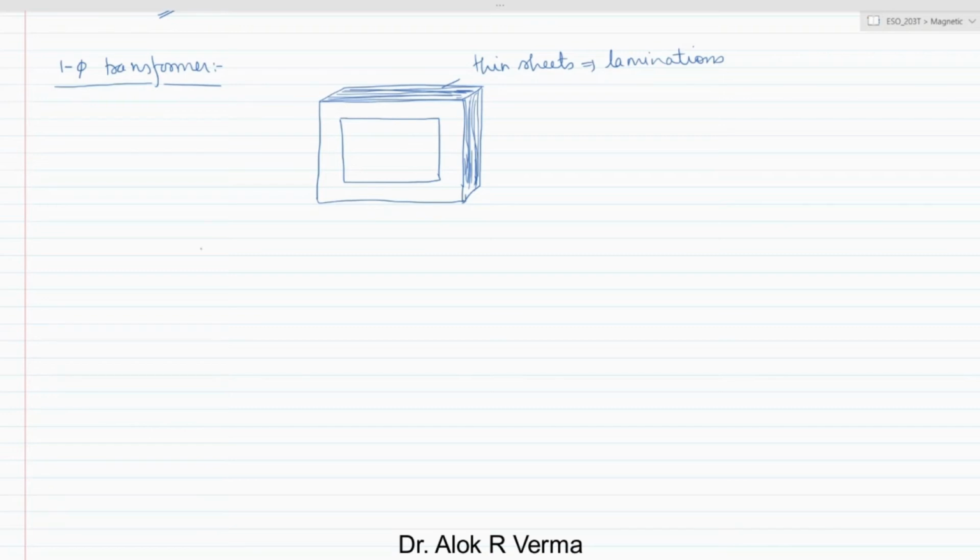So the construction can be of core type. Like this is the core of the transformer. It has two vertical legs which are known as limbs, and this part is known as the yoke. On this side your supply is connected. So this is a small idea about the transformers.